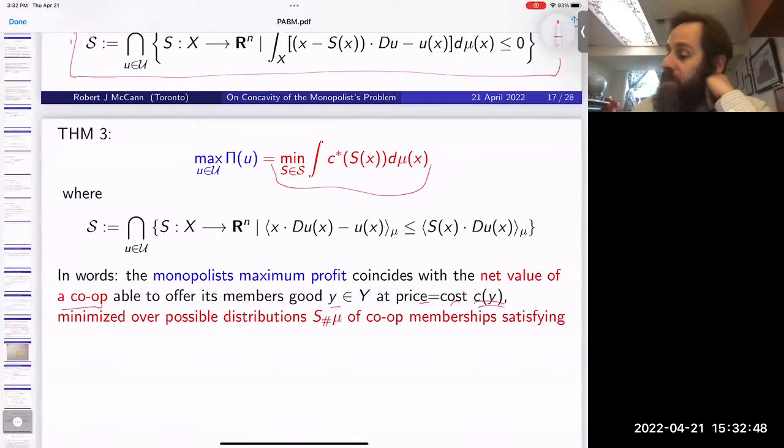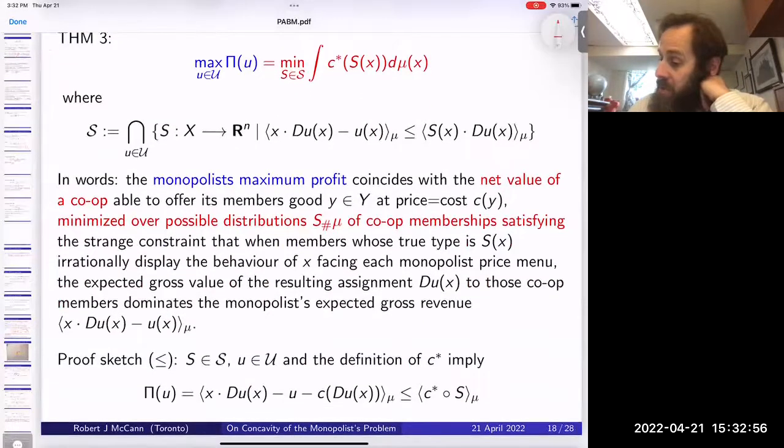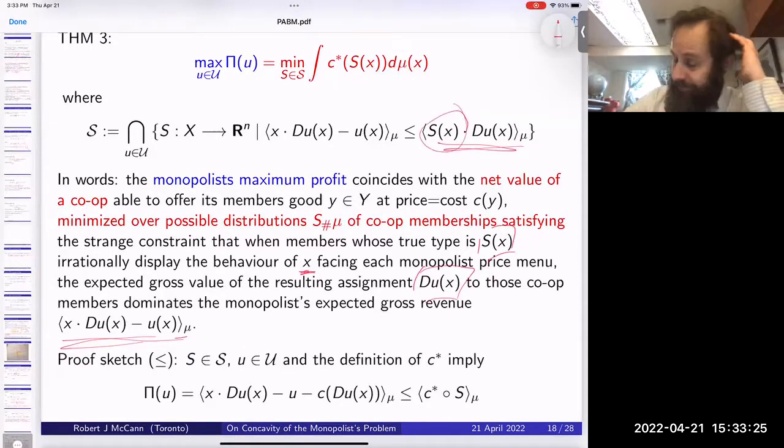But you're minimizing over distributions S that satisfy this very strange constraint, which basically says that if members whose true type is S display irrational behavior and select a product as if their fake type was X, then the gross value of the resulting assignment grad U of X to those co-op members dominates the monopolist's expected gross revenue. So this is the monopolist's expected gross revenue, and this is the value of the co-op to the members whose true type is SX.